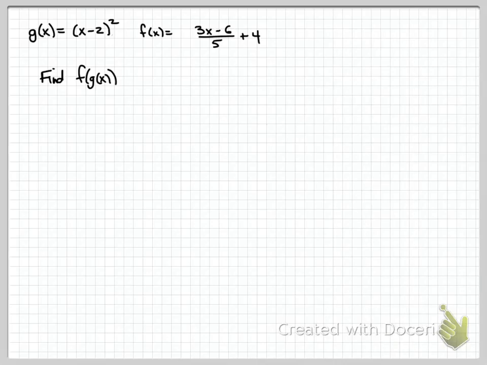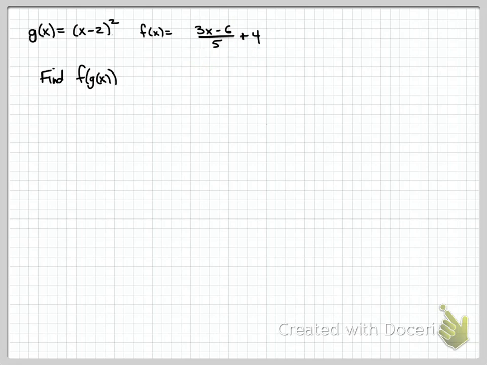Alright, so in this example, we are given two functions. We are given the function g of x, and g of x says whatever your input is, you're going to subtract 2 from that input, and then you're going to square whatever that quantity is. And we've got our function f of x, which says whatever your input is for this function, you're going to multiply that input by 3, then subtract 6, divide that whole quantity by 5, and whatever that ends up being, you'll add 4 to it.